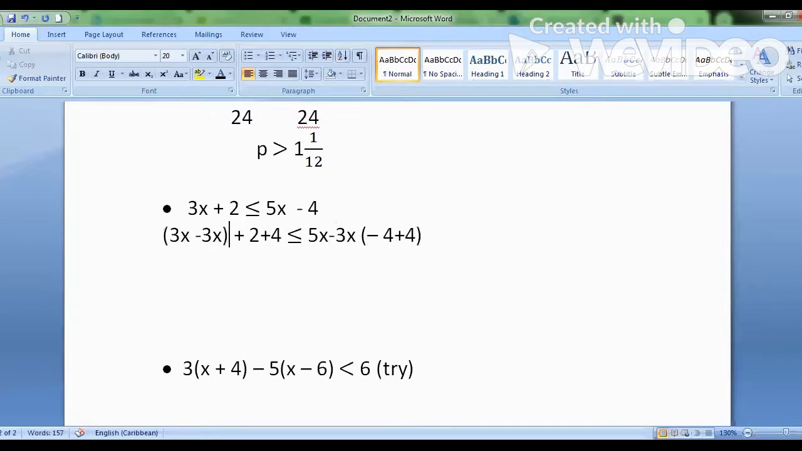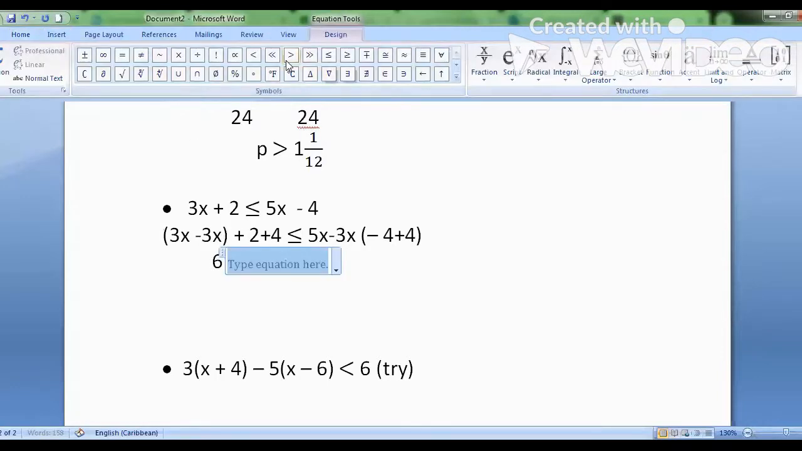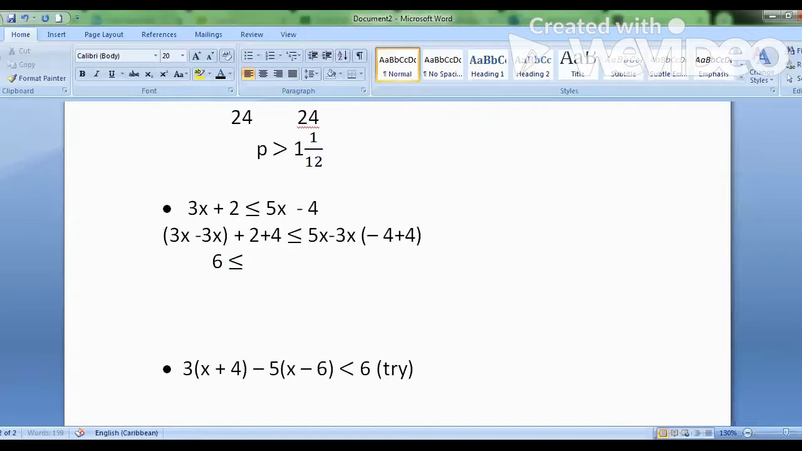And you're going to have 6, with that sign, where the sign is less than or equal to. Then you're going to have 2x. You're going to divide both sides by 2. And I think the answer should be 3 less than or equal to x.